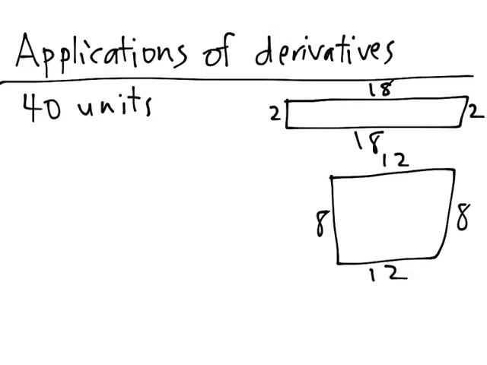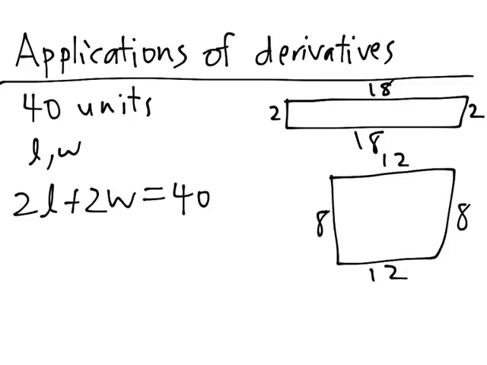To solve a problem like this, we first need to determine what the variables are. Let's say we have length and width. However, here the length and width can't just be any numbers. We know that the total fencing we have is limited to 40 units. So the perimeter, which is 2 times the length plus 2 times the width, must be equal to 40. The next thing to do is to determine the quantity which we want to maximize or minimize. Here we want to maximize the area. So A of L and W is equal to L times W. The area is the length times the width.